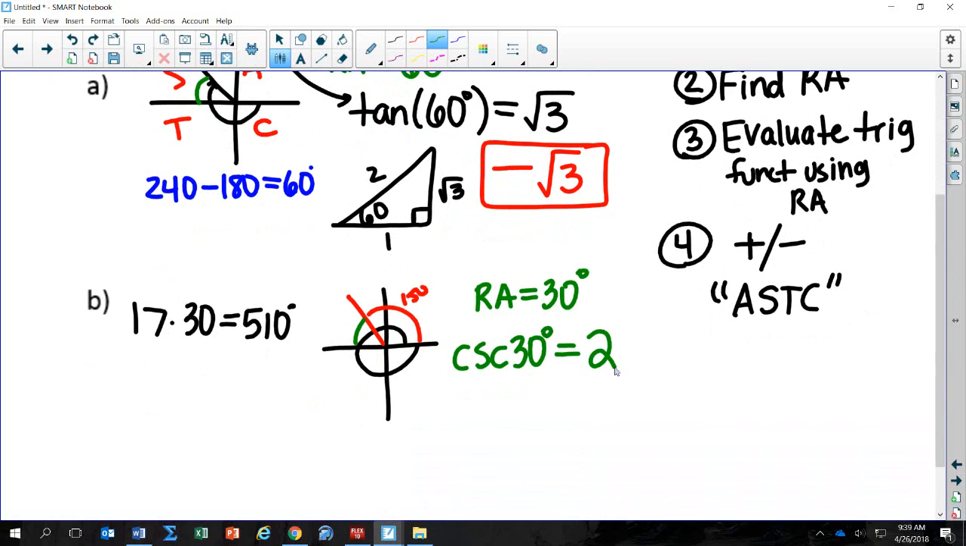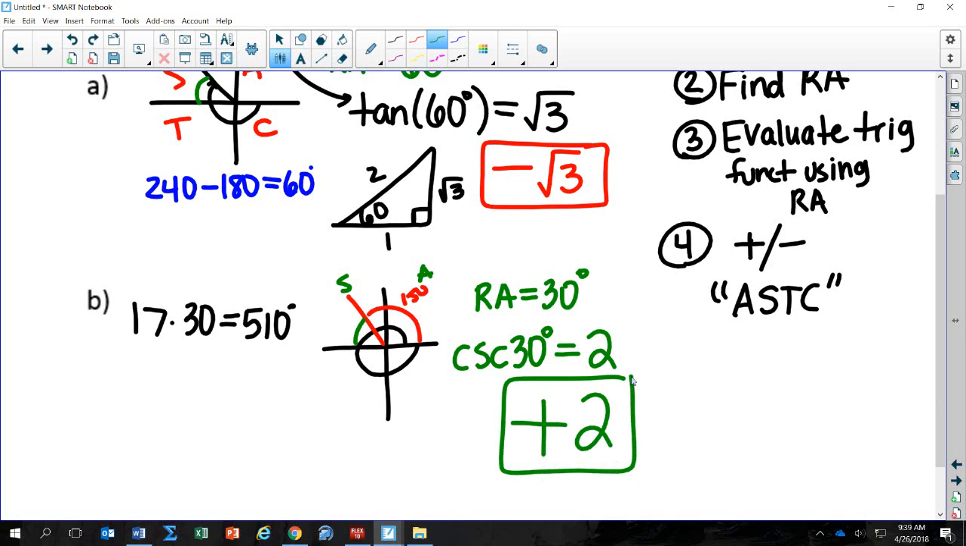Is cosecant positive or negative in the second quadrant? All Students Take Calculus. Sine's positive. So is cosecant positive? Yes, because it's the reciprocal. So my last step is to label whether it's positive or negative.